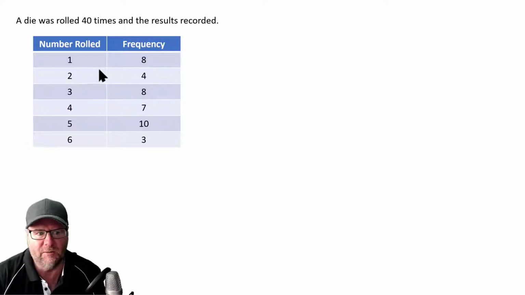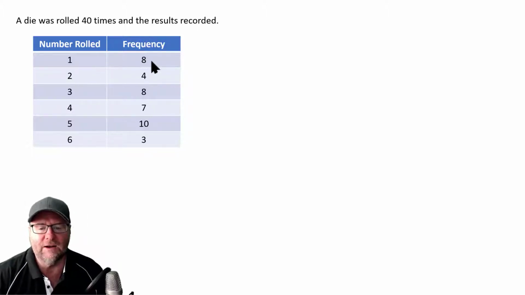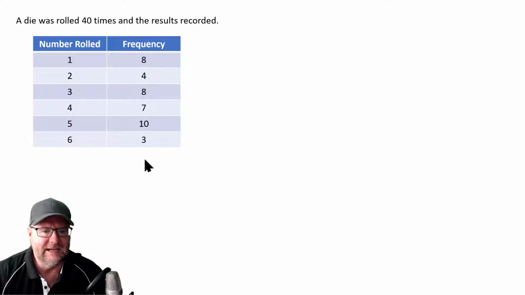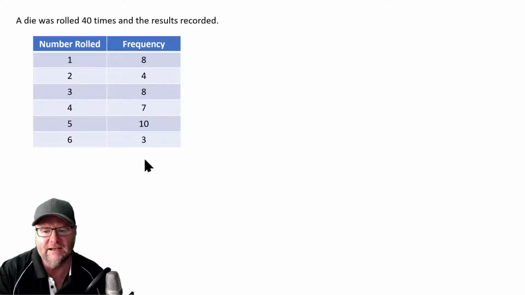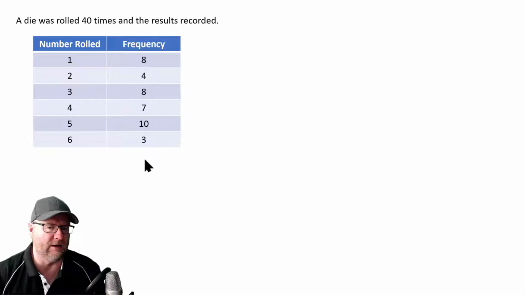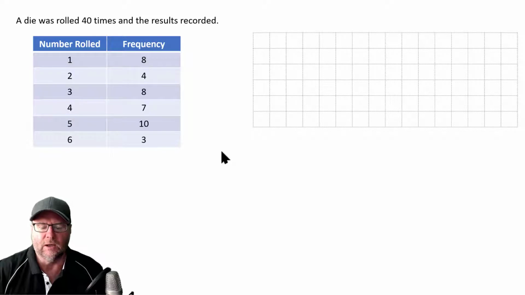So in this experiment, when I did 40 rolls, 8 of them were the number 1. The number 2 came up 4 times, the number 3 came up 8 times, etc. And this is what we call a frequency table. Now, we're going to take that data, and we're going to graph it. Ordinarily, traditionally, you might have done what we call a column chart. So a column chart looks something like this.